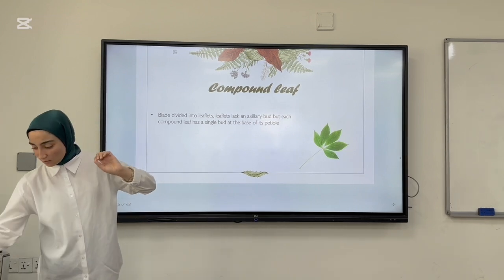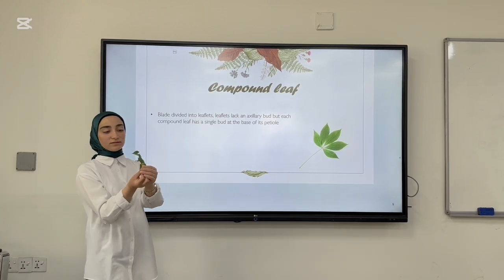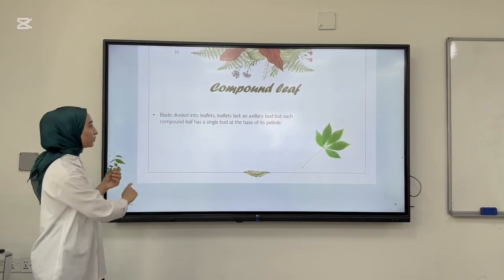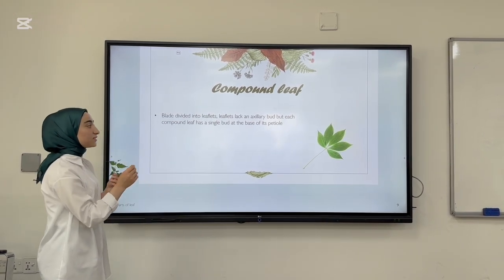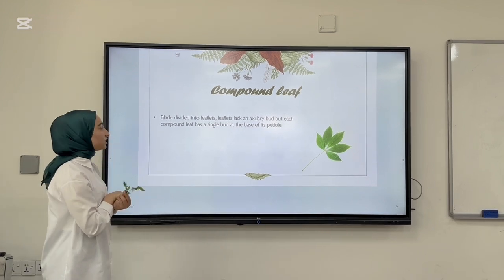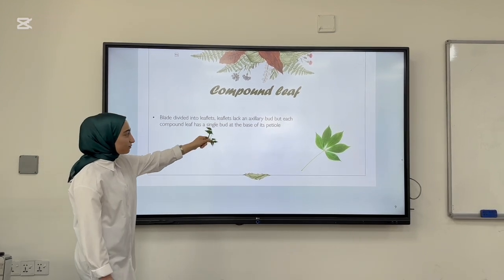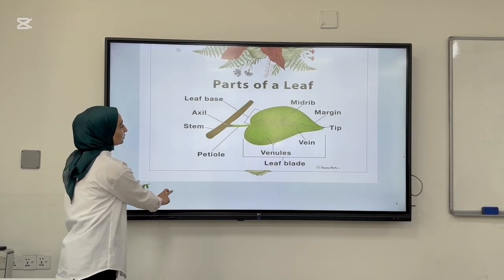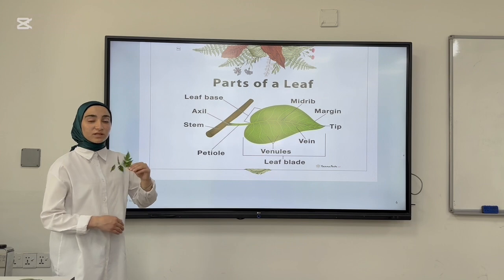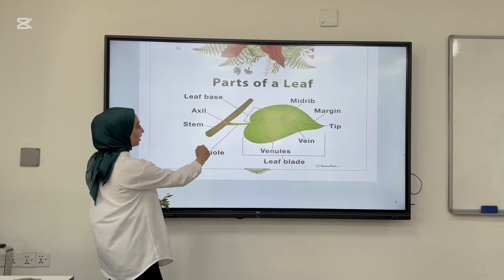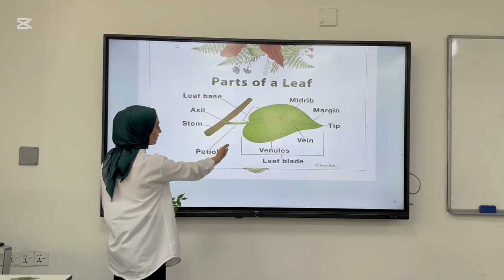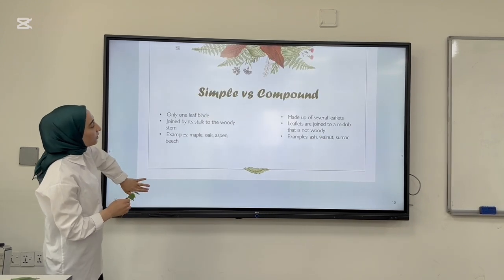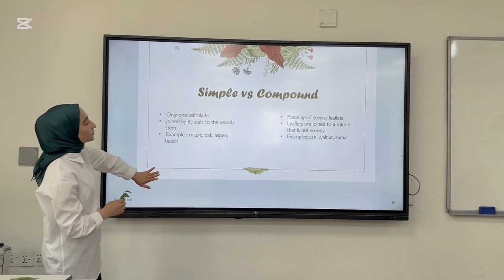Compound leaf. In here also we have the compound leaf, this one. The blade is divided into leaflets. Leaflets are not like an axillary bud, but each compound leaf has a single bud at the base of its petiole. It means that the compound leaf contains more than one axil and more than one leaf. Also, this is about the compound.